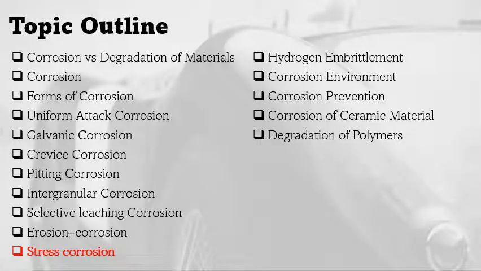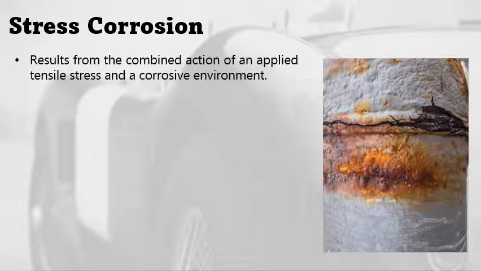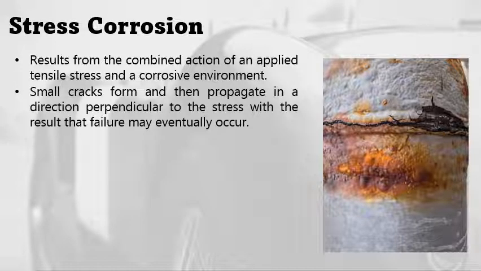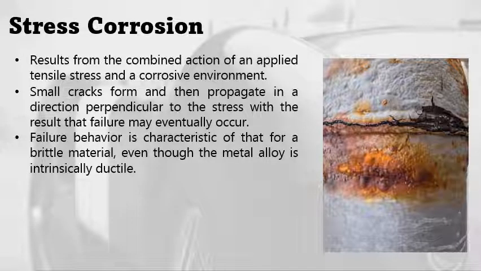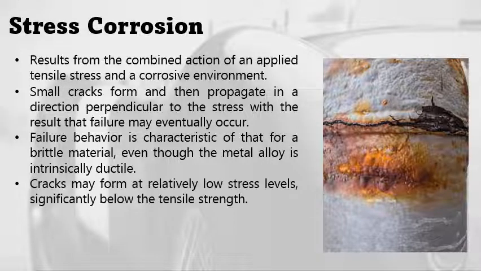Finally, we have stress corrosion. Stress corrosion results from the combined action of an applied tensile stress and a corrosive environment. Small cracks form and then propagate in a direction perpendicular to the stress, with the result that failure may eventually occur. Failure behavior is characteristic of that for a brittle material even though the metal alloy is intrinsically ductile. Furthermore, cracks may form at relatively low stress levels, significantly below the tensile strength.